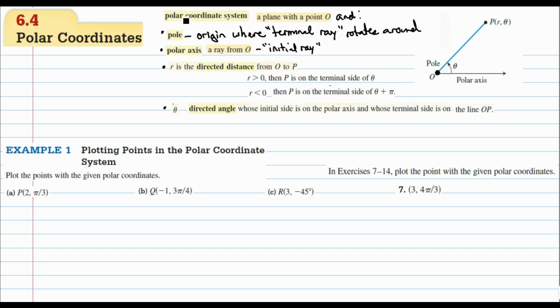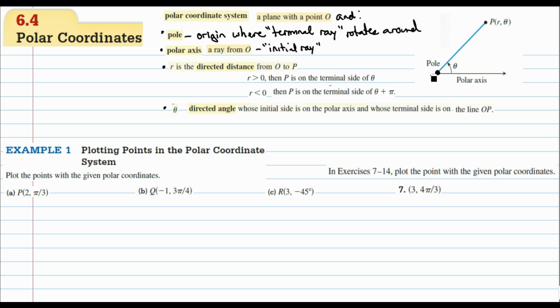But the polar coordinate system is a plane, essentially an x and y coordinate plane, with the point O, which is the origin, and there's a kind of a pole sticking out of your piece of paper through the origin where the terminal ray rotates around that pole. The polar axis is always your positive x-axis, the initial ray, as we used to know it when we did trig. R is the directed distance from O to P.